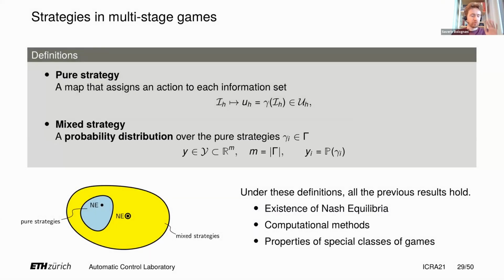Now, if you're okay with this technical definition, then everything that we've seen until now actually holds exactly the same. Not only the specific results, like the very basic fundamental results, like the existence of Nash equilibria, but also the computational method that we have seen, the properties for special classes of games, zero-sum games, potential games, everything. Okay, just replace these definitions for pure strategies and for mixed strategies in the picture.